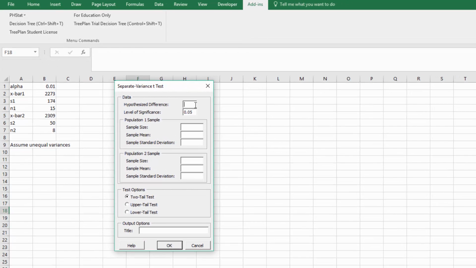The hypothesized difference is zero. Our level of significance is 0.01. First sample size is 15. The mean is 2273. Standard deviation is 174. Sample size number 2 is 8. Sample mean 2309. Standard deviation is 50.